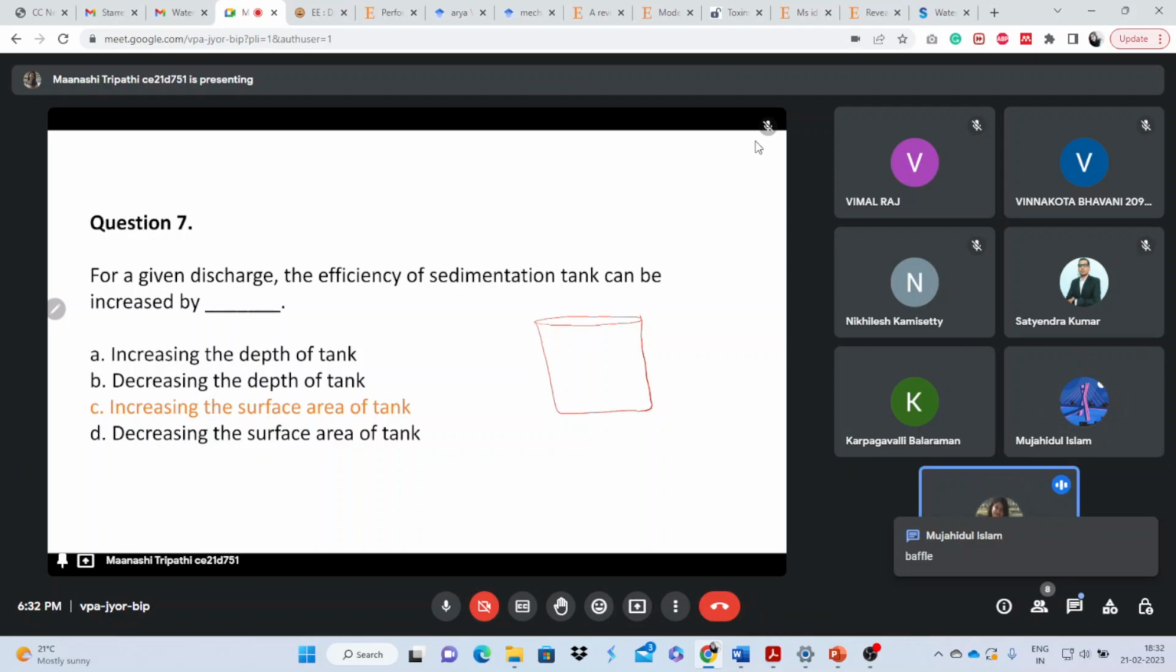Correct. Very good. We can use baffles, and what else can we do? So we use baffles to distribute the flow. It is not used to increase the surface area. Think what else we can do. This is the tank. I have only this much space. How can I increase the surface area? Let's say I have kept baffle walls here to distribute the flow. But what else can I do to increase the surface area?